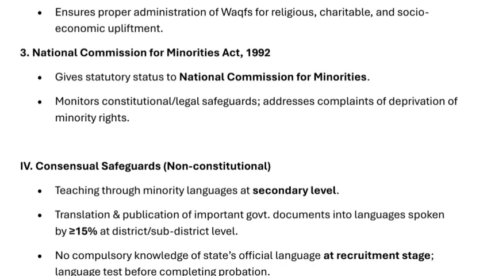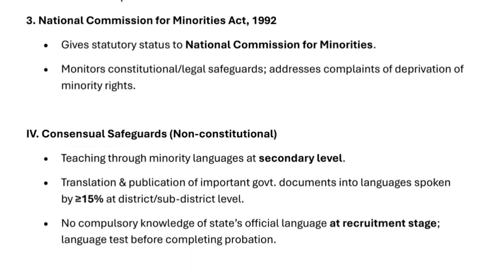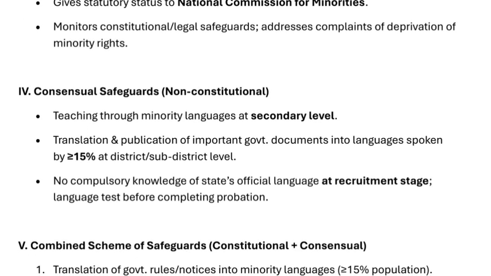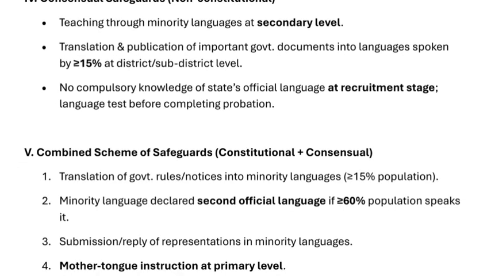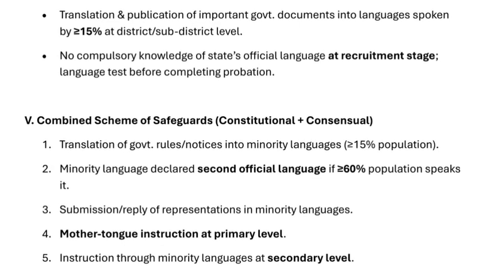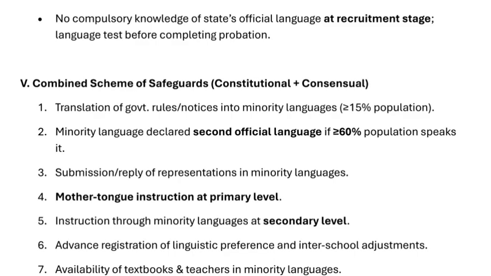3. National Commission for Minorities Act, 1992 gives statutory status to the National Commission for Minorities. It monitors constitutional and legal safeguards and addresses complaints of deprivation of minority rights. 4. Consensual safeguards, non-constitutional: teaching through minority languages at secondary level. Translation and publication of important government documents into languages spoken by 15% or more at district or sub-district level. No compulsory knowledge of the state's official language at the recruitment stage; language test before completing probation.